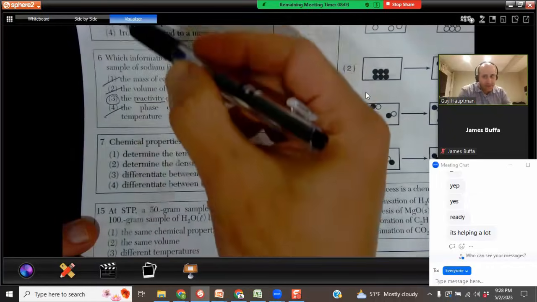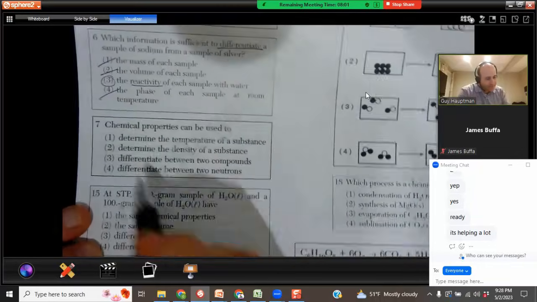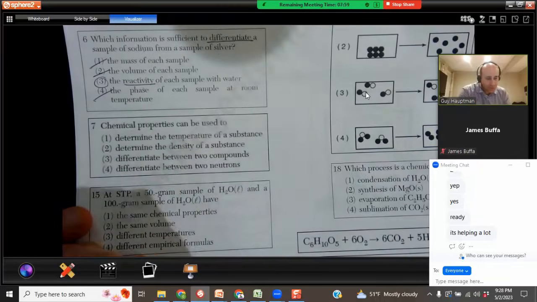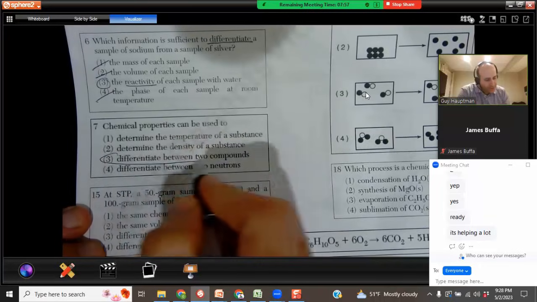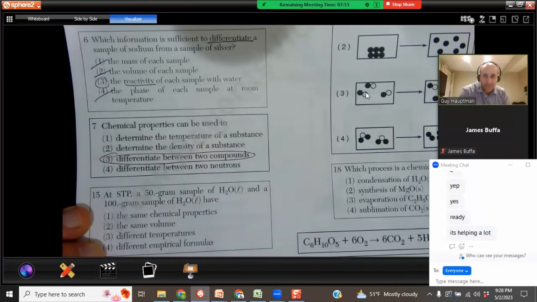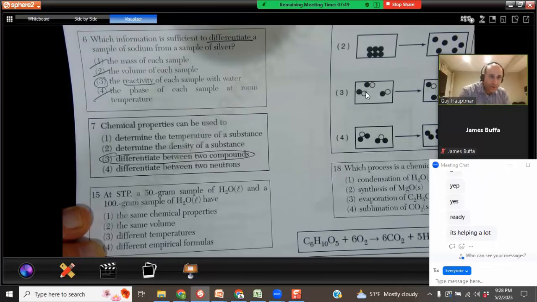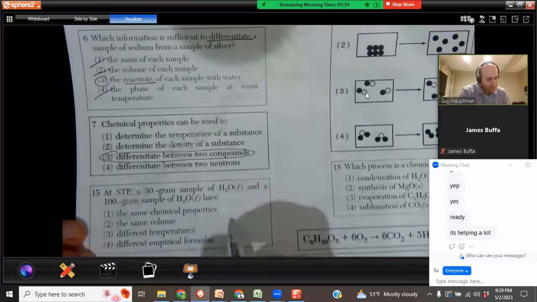Here it is again. Right around, look, we got 7, 7, 6, 7. Chemical properties can be used to differentiate between two compounds. Tell them apart. One reacts, the other doesn't. One burns, the other doesn't. Water and alcohol. They're both colorless, but one's flammable, the other's not. So we can tell the difference.